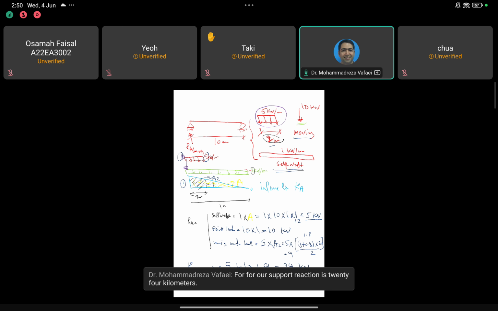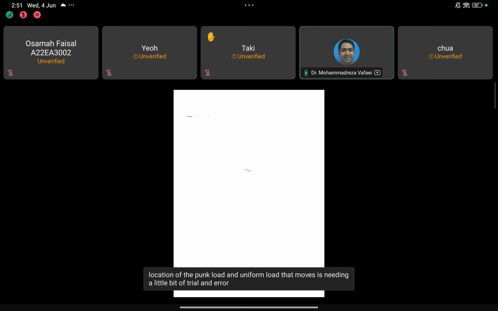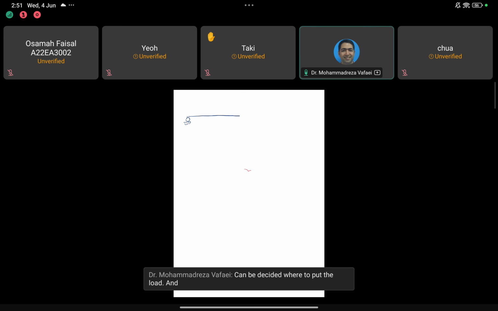So this seems to be very easy right now, but we have cases where the decision on the location of the point load and uniform load that moves needs a little bit of trial and error, and it cannot easily be decided where to put the load. And I will show you one example here.